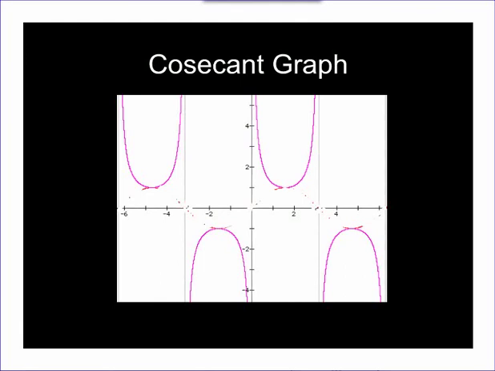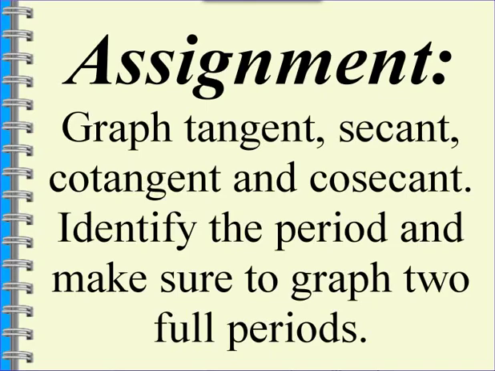So here you go. This is your assignment. Your assignment is to graph tangent, secant, cotangent, and cosecant. You identify the period and make sure you graph 2 full periods. That is your assignment for today. That is from this section in the book, and that's all we're going to be doing from this section.